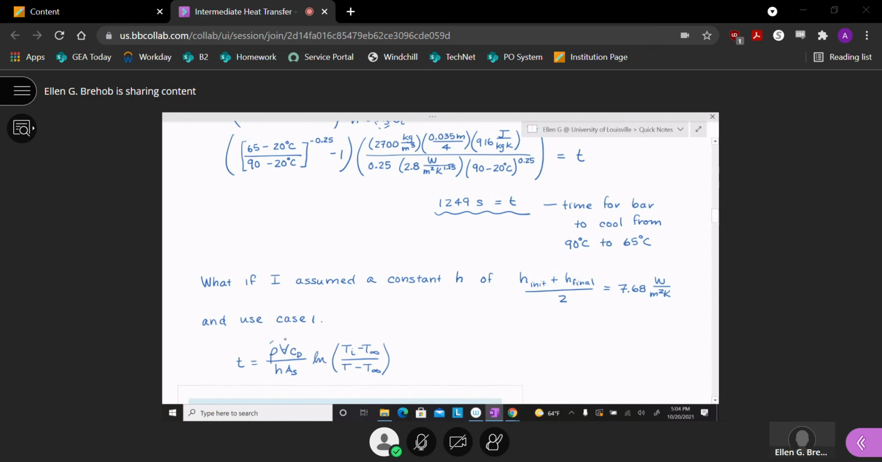Okay. We've seen all of these things before. Nothing changes from that earlier case. Again, we have a simpler looking equation. If I plug in my numbers, I get 1,246 seconds.